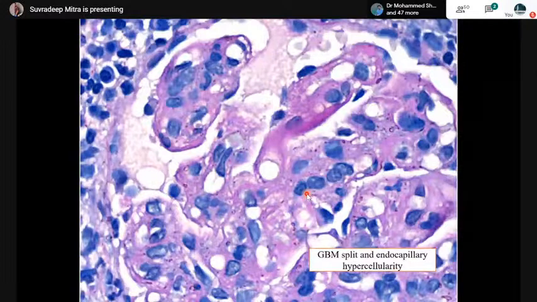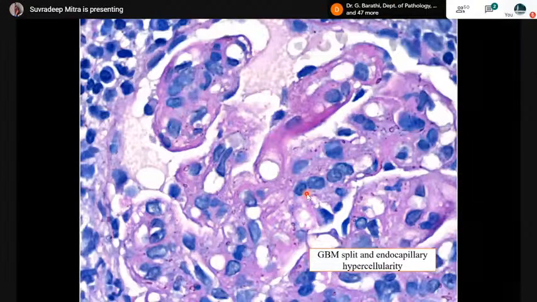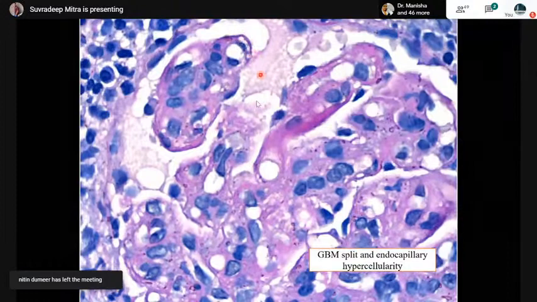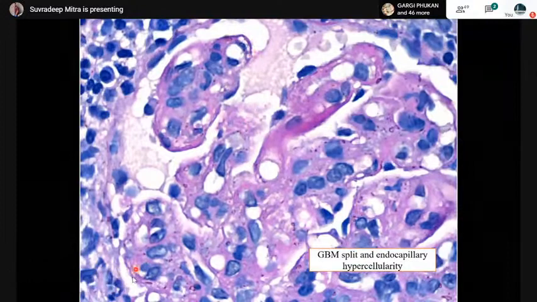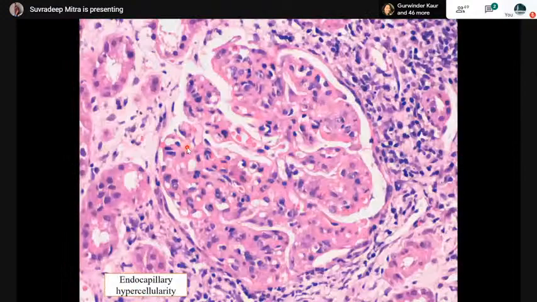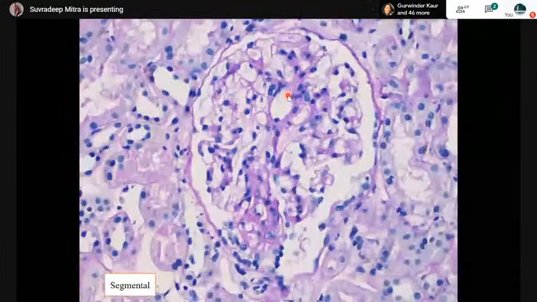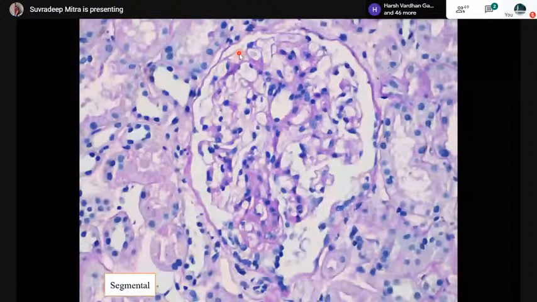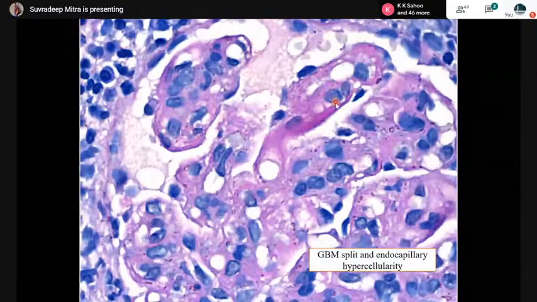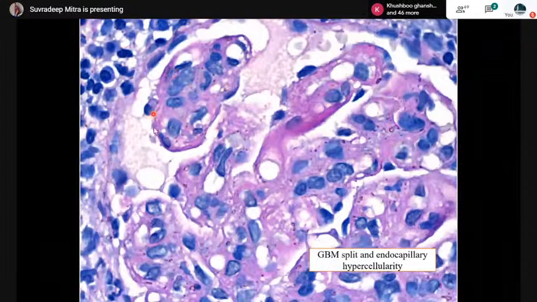This is to show you how a glomerular basement membrane split looks like in light microscopy. You can see that this is the endothelial cell, and you can see a very nice split here. Also, you can see the split here and in different other areas like here. Unlike this one, which is nice and normal in morphology. So this is known as glomerular basement membrane split, and you can also obviously identify the endocapillary hypercellularity in these areas.